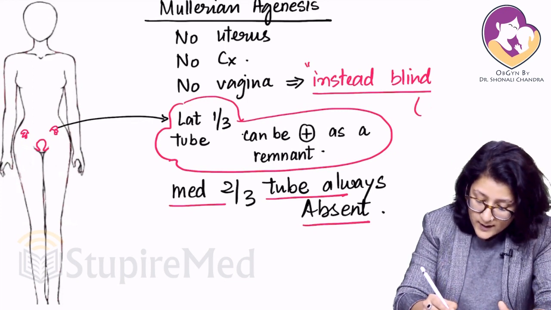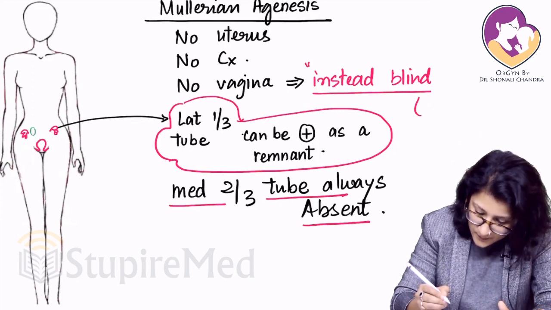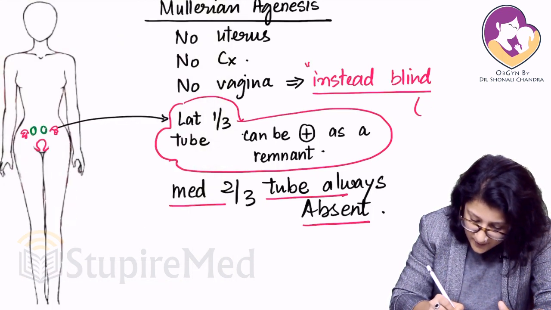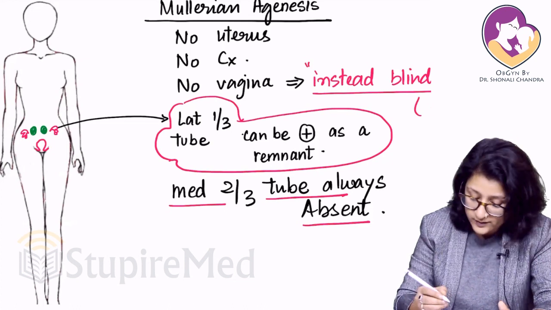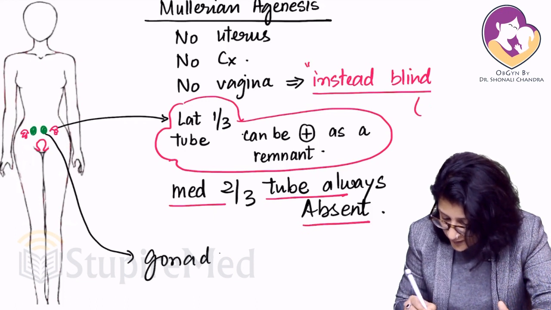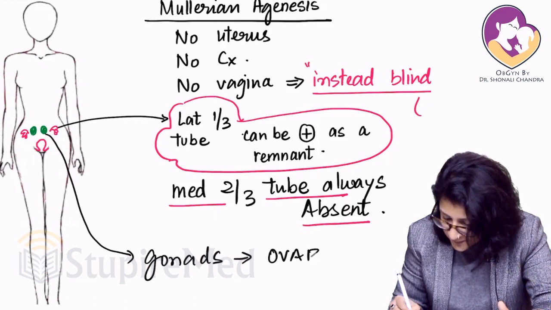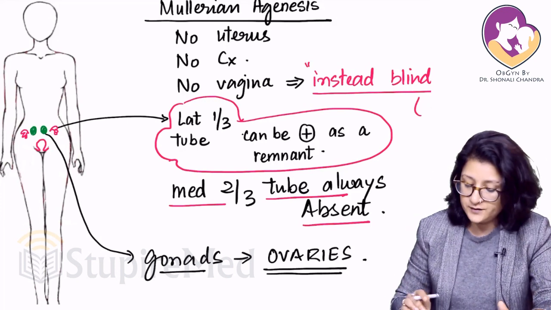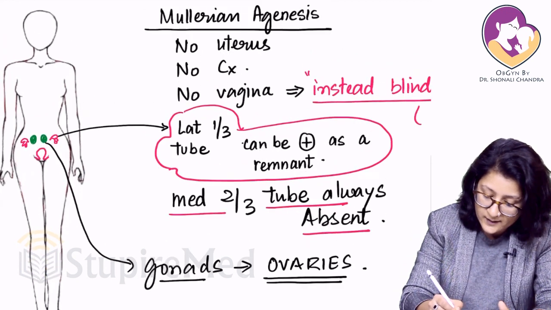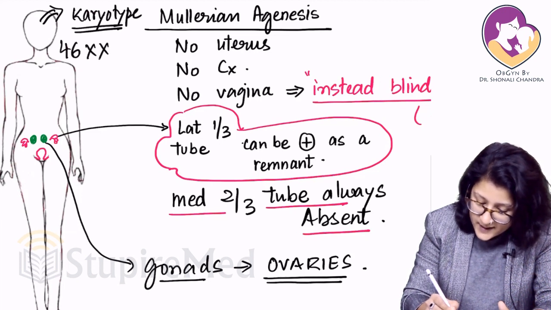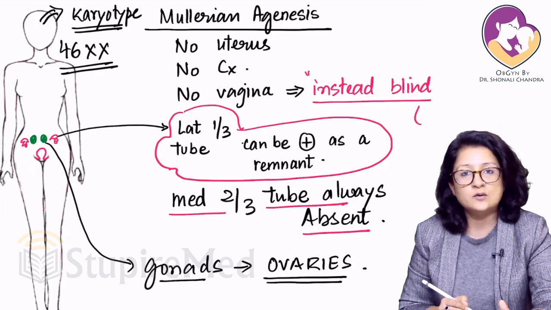Now, what about the gonads? The gonads are fine. The gonads are ovaries. And what is the karyotype of the female? The karyotype is 46XX, that is normal. The karyotype is also normal.